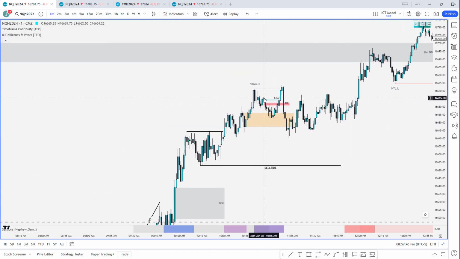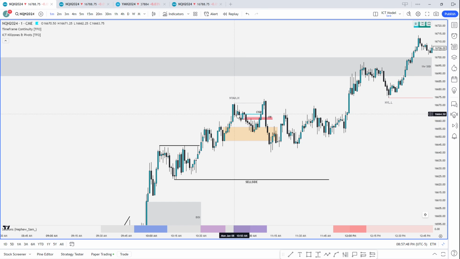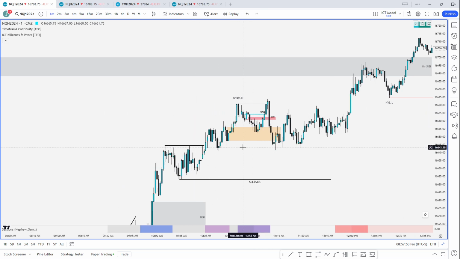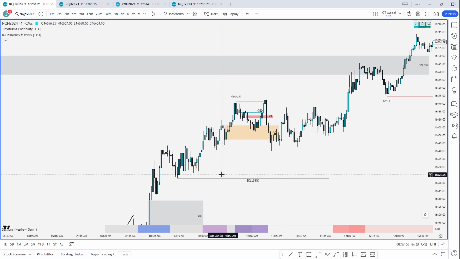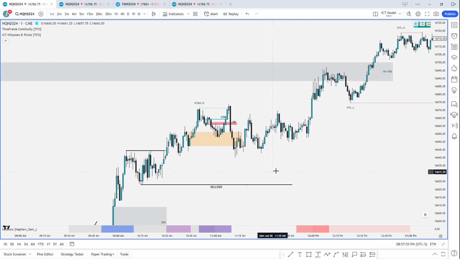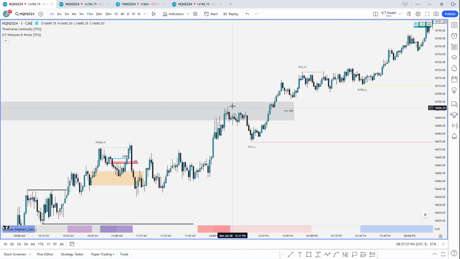Like even here, I was trying to mark out possibly this change in state. Didn't get the change in state. Didn't get the sell side run. So I had the sell side marked out. Didn't get really any of that. 1 hour SIBI traded into, no respect.